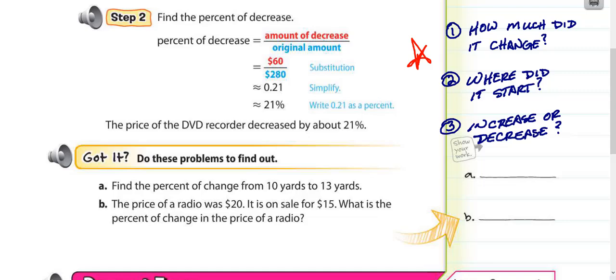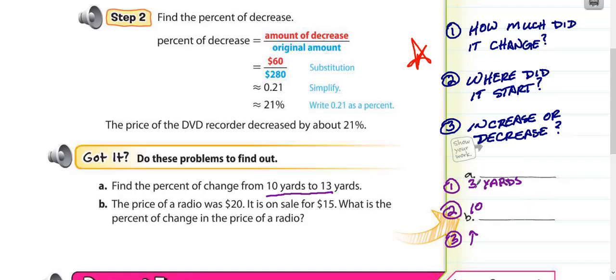Okay, so let's do those three questions. Question number 1, how much did it change? For letter A, question 1, it changed by 3 yards. That was the amount of change, 3 yards. Question number 2, where did it start? Well, it started at the 10. Question number 3, increase or decrease? It went up. So now that we know those three things, we're ready to do the math.